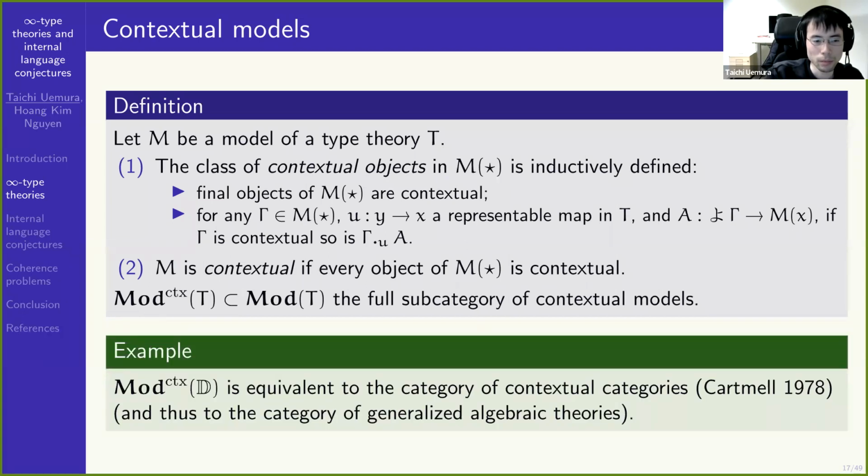So for example, the contextual categories with families or contextual natural models are equivalent to what are called contextual categories of Cartmell. And it is known that contextual categories are equivalent to generalized algebraic theories. So in that sense, contextual models precisely correspond to syntactically presented theories. Okay.